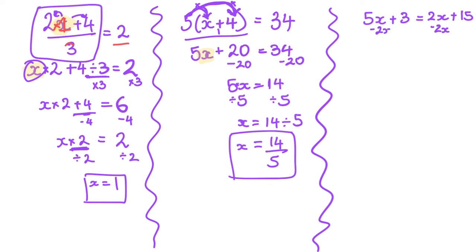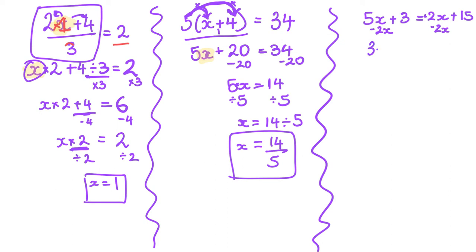We're going to minus 2x on both sides. Now, why am I minusing 2x? Because this is like plus 2x. This can be written as 2x plus 15 or 15 plus 2x. So just remember it's added onto there. So we're going to minus 2x on both sides.